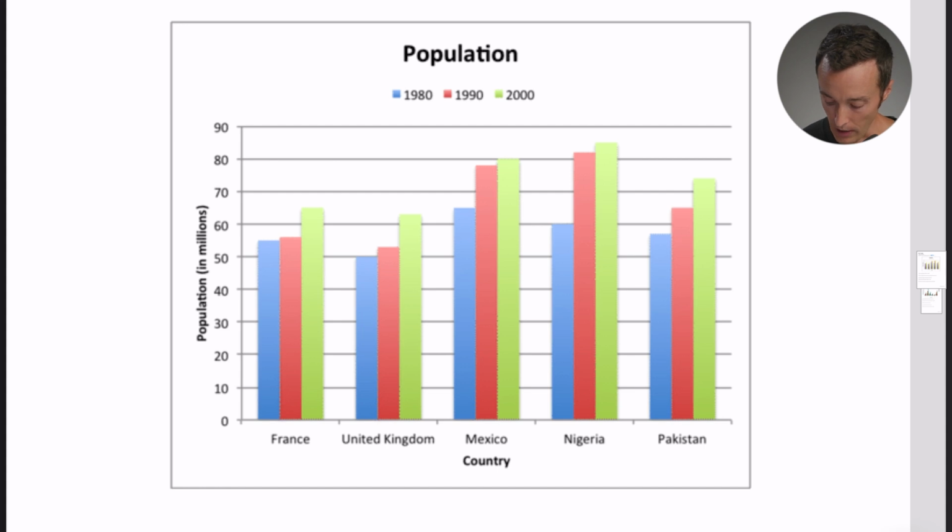And so I see that they've got France, the UK, Mexico, Nigeria, and Pakistan. And then I noticed that for each one of those categories, there's 3 different bars. And I can use the key at the top to see that that's referencing 3 different years, 1980, 1990, and 2000. So now that you kind of are familiar with the graph and you know what it's talking about, go ahead and start taking these questions one at a time.